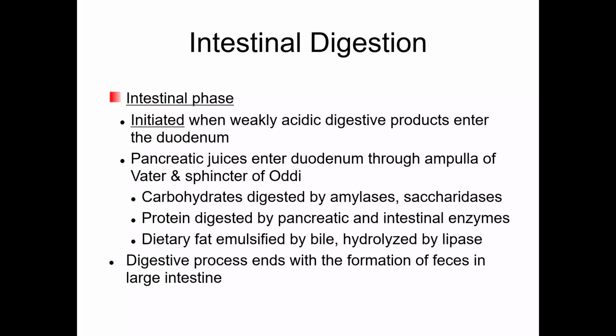Following the gastric phase, we have the intestinal phase, and this is initiated when weakly acidic digestive products enter the duodenum. Pancreatic juices enter the duodenum through the ampulla of Vater and sphincter of Oddi. Carbohydrates are digested by amylases and saccharinases. Protein is digested by pancreatic and intestinal enzymes. Dietary fat is emulsified by bile first, and then it's hydrolyzed by lipase. Digestive process ends with the formation of feces in the large intestine.